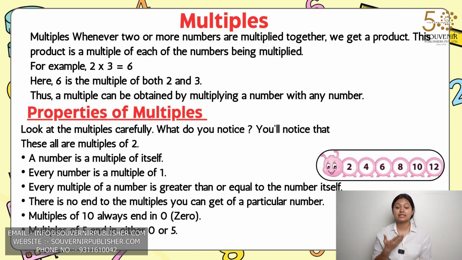Properties of multiples. Look at the multiples carefully. What do you notice? You'll notice that these all are multiples of 2. A number is a multiple of itself. Every number is a multiple of 1. Every multiple of a number is greater than or equal to the number itself. There is no end to the multiples you can get of a particular number. Multiples of 10 always end in 0. Multiples of 5 end in either 0 or 5.